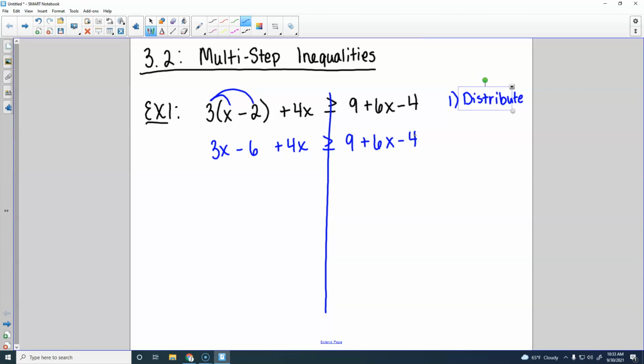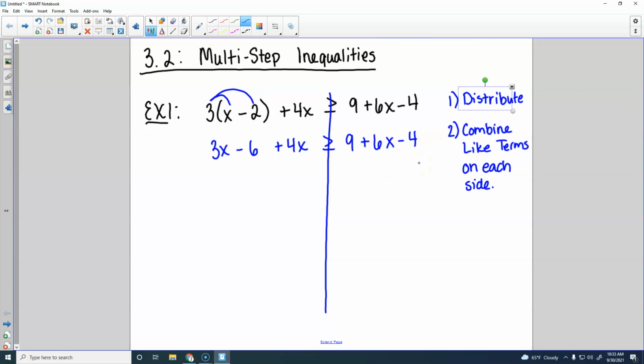What is our second step? Combine like terms. So we're going to combine like terms on each side. Okay? So this is one reason I like to draw that line, because I know I got to look over just what's over here on the left, and then just what's over here on the right.